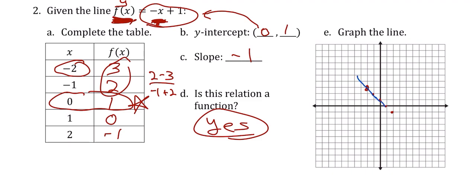Okay, so when you think about that, I'm going to just change our color. And here is our line going through all those points. And that line is the graph of our function.